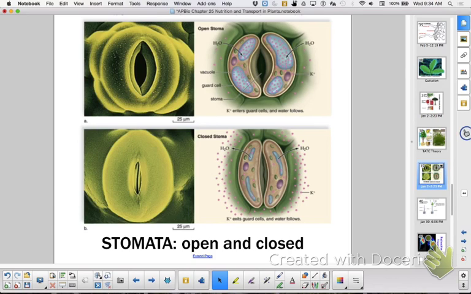I didn't give you the fun facts. Here we go. Fun facts. How much of water do you think is taken up by roots and lost due to transpiration? 90%.